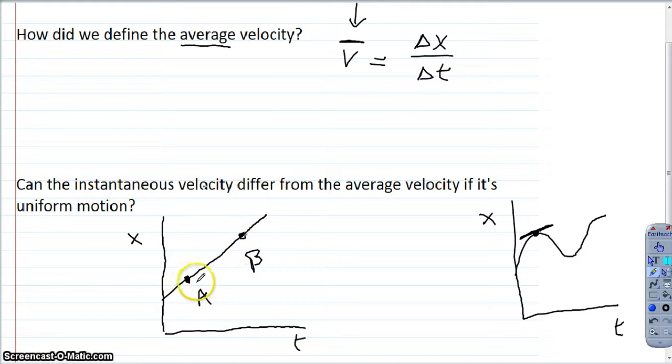Well, in this case, if I also asked you for the instantaneous velocity at either of those 2 points, or really anywhere else, wouldn't the instantaneous, or the tangent line here, also have the exact same slope? So if we know that it is uniform motion, we do know that the instantaneous velocity and the average velocity are actually the same measurement.